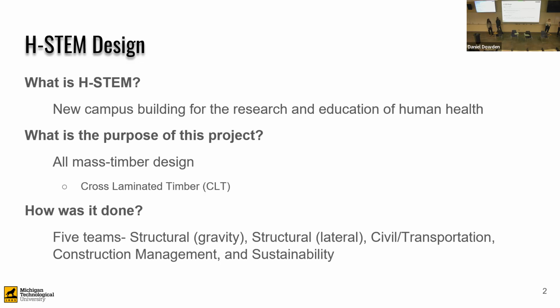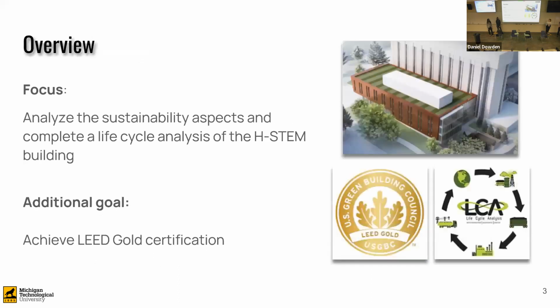There were 2 structural teams, one gravity load and one lateral load. There was a civil and transportation team, a construction management team, and our team, sustainability. So our team was focused on analyzing the sustainability of the HSTEM building. This was done by analyzing each aspect of the life cycle, including raw materials, transportation, construction, use phase, and the end of life or deconstruction phase. An additional goal that we tasked ourselves with was accomplishing a gold level LEED certification, which we'll go further into later.